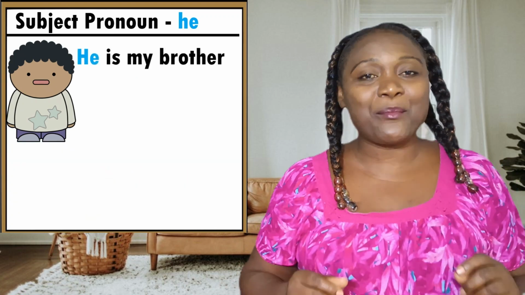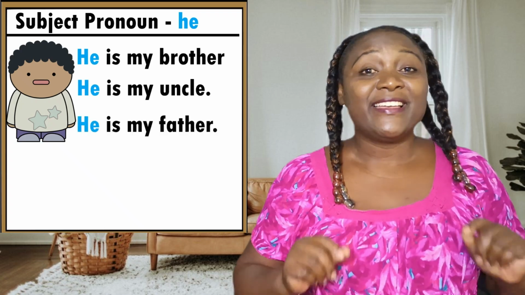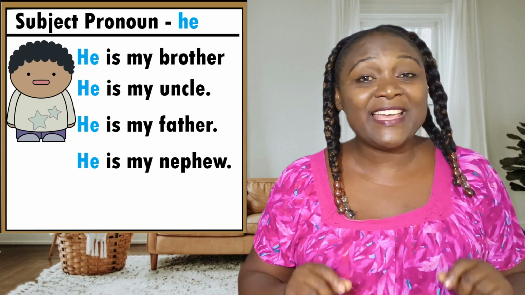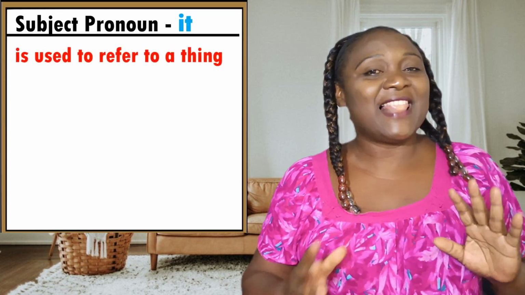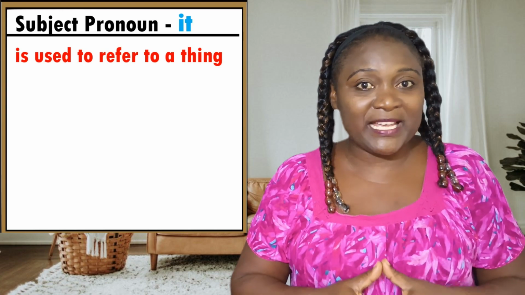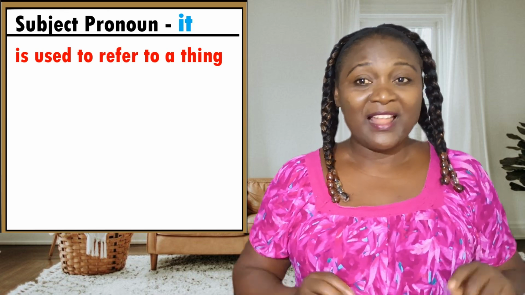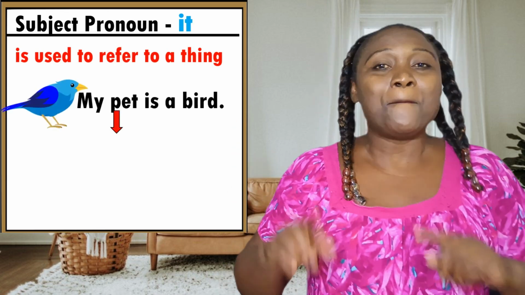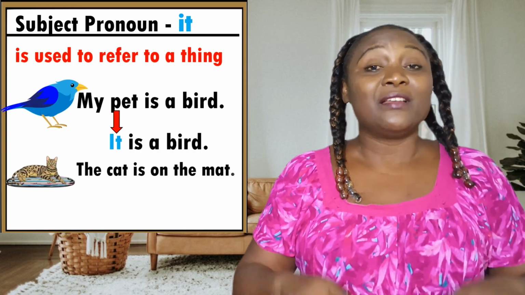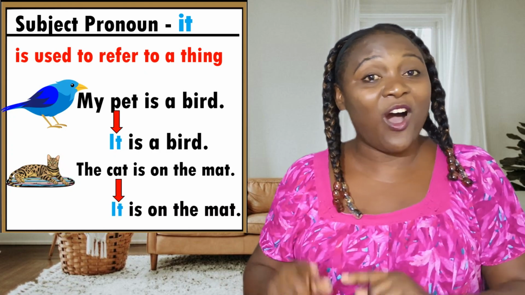He is my brother. He is my uncle. He is my father. He is my nephew. Let's look at the subject pronoun it. The subject pronoun it is used to refer to things. Let's look at my pet. My pet is a bird. It is a bird. The cat is on the mat. It is on the mat.